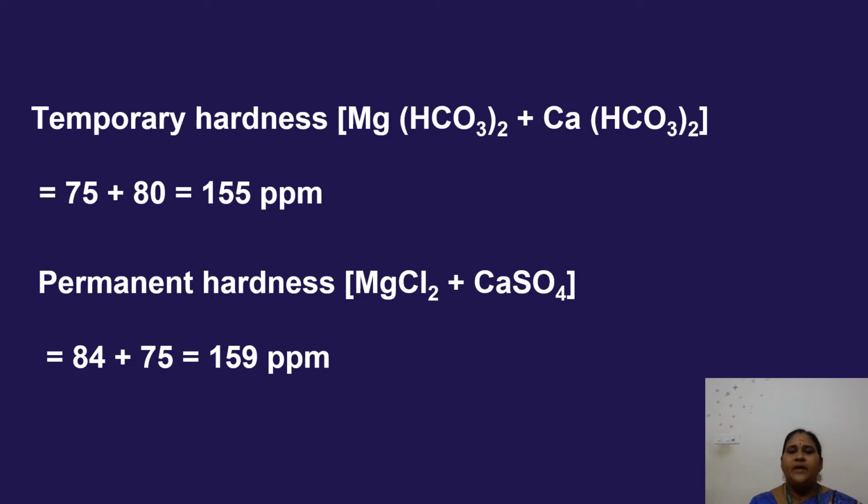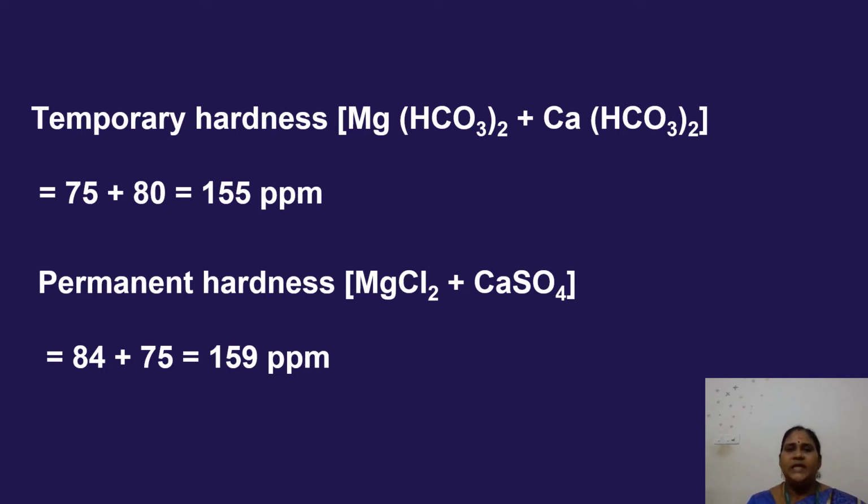Bicarbonates of calcium and magnesium are responsible for temporary hardness, which is given as 75 plus 80, which is equal to 155 ppm. Magnesium chloride and calcium sulfate are responsible for permanent hardness, which is given as 84 plus 75 gives 159 ppm.